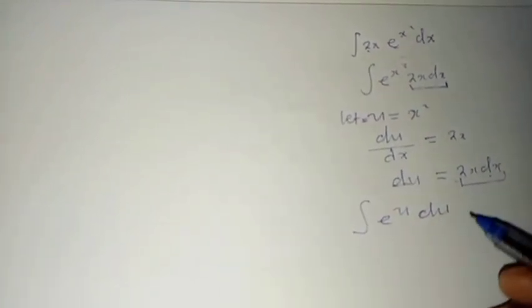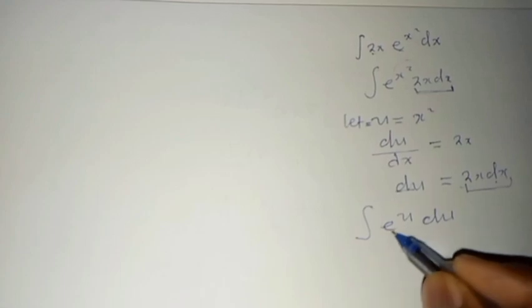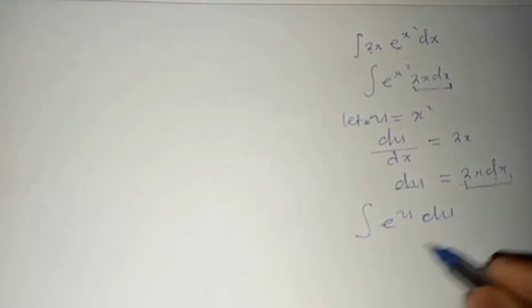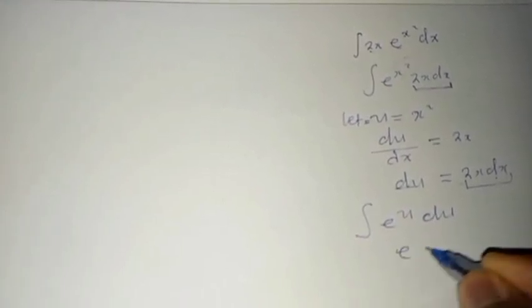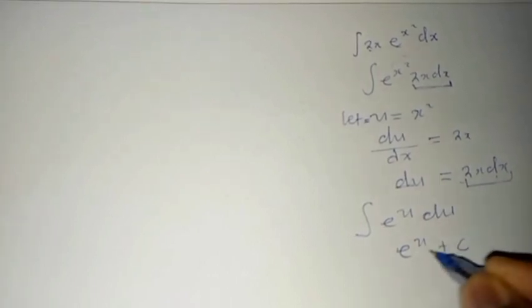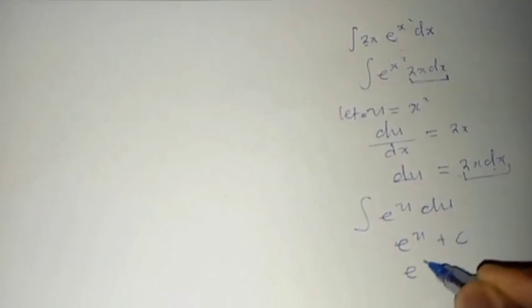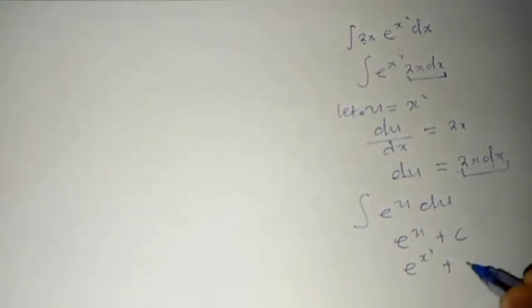Then after doing that, the next thing, now you can integrate this. The integral of this is just the same thing plus c. So it will be e^u plus c. What is my u? e^(x²) plus c.